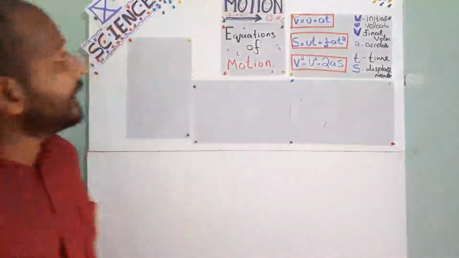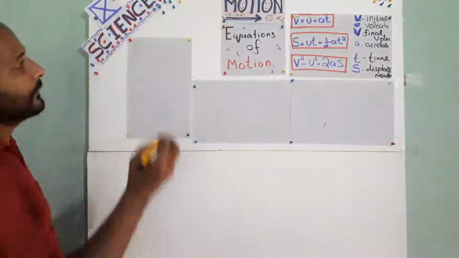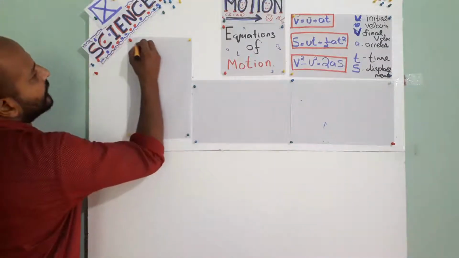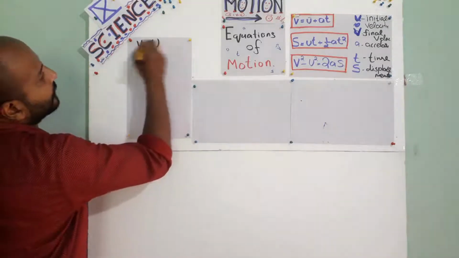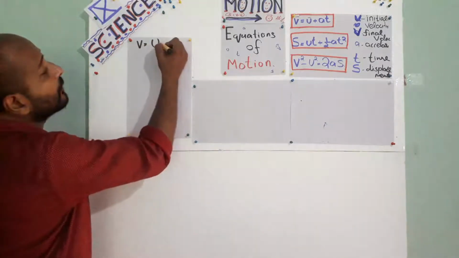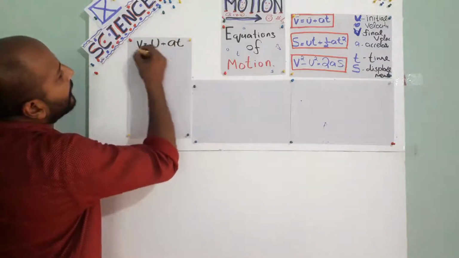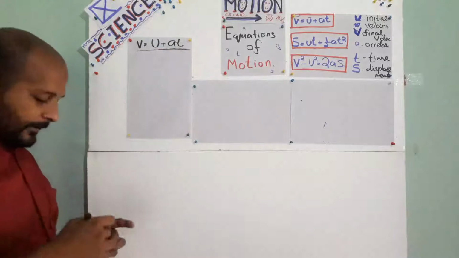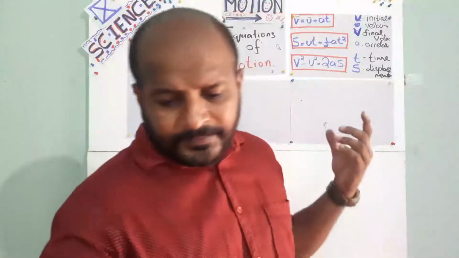The first one is called V is equal to U plus AT. That is the first equation. We will write it here. So V means final velocity is equal to initial velocity plus acceleration into time. So how to derive this? Let's see. What do we have regarding this?